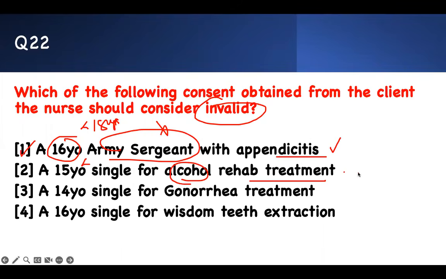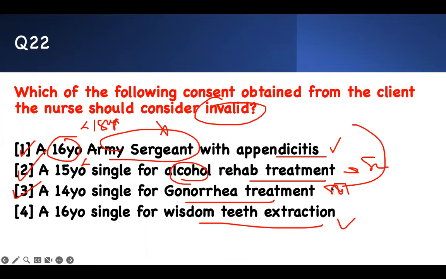A 15-year-old single for alcohol rehabilitation. Minor, but what? It's substance abuse. It's okay. A 14-year-old single for gonorrhea treatment. STI, sexually transmitted disease. They can do it on their own. They don't need their parent's consent. A 16-year-old single for wisdom teeth extraction. This is not an emergency. It does not meet any of these criteria. It's a routine procedure. You can't just go and say, I want my wisdom teeth out. You need your parent's permission. This is a 16-year-old. So for this patient, we should consider the consent invalid.